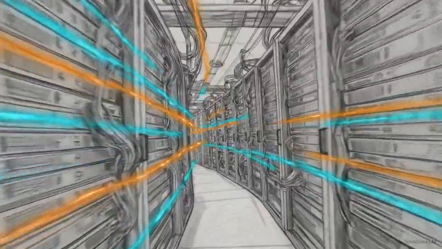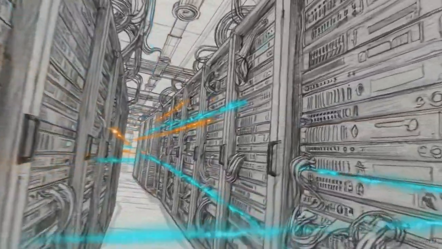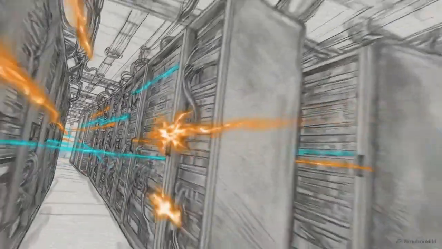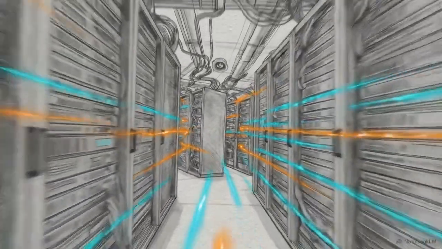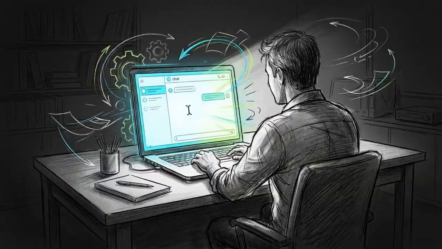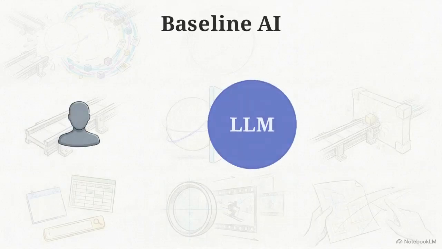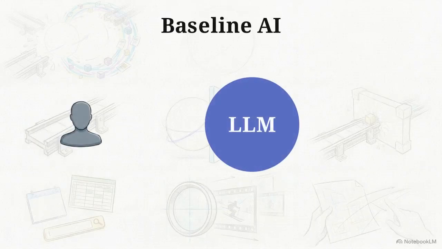Agentic workflows, autonomous iteration, ReAct. If you feel buried under an avalanche of AI buzzwords lately, you're not alone. Most of us use tools like ChatGPT and assume we are interacting with the absolute peak of artificial intelligence, but we aren't. This diagram illustrates the baseline level of AI, large language models, or LLMs.